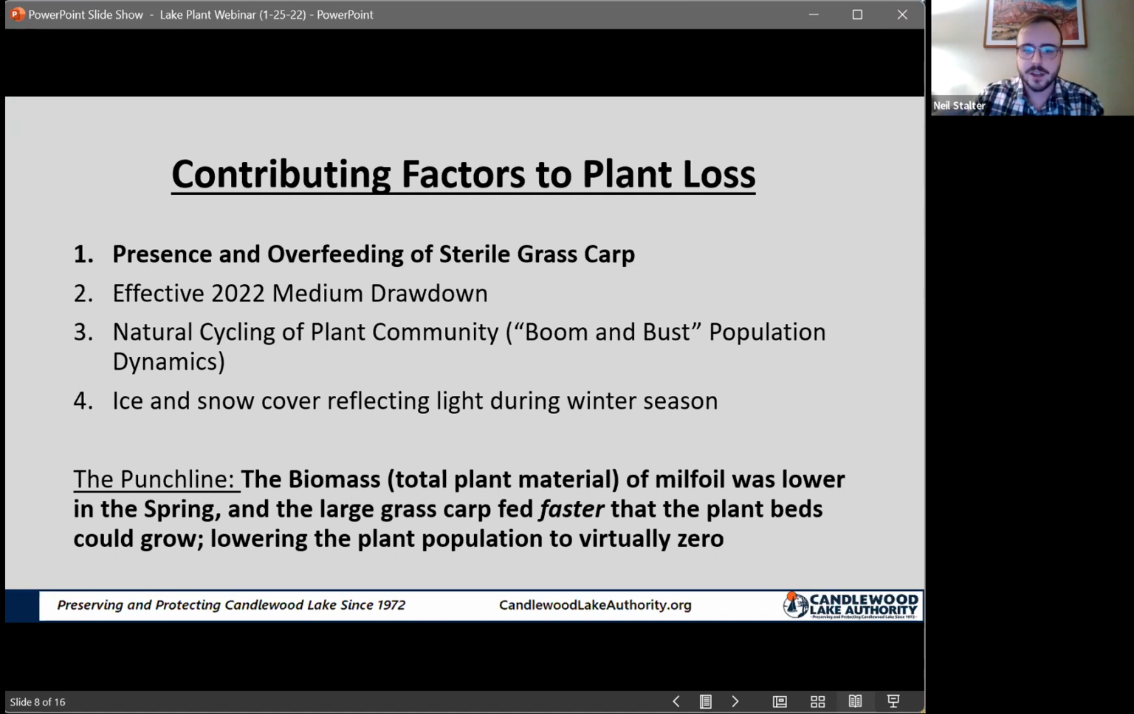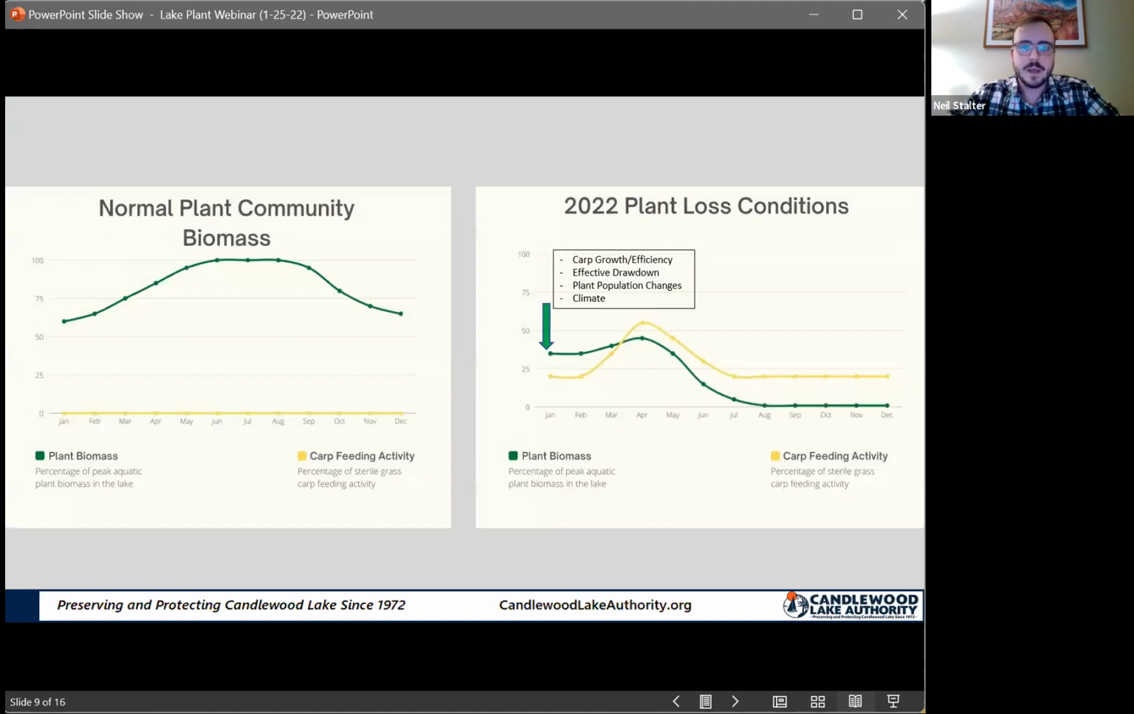And so to make that clear, I'll show you a graph about basically what I'm saying. So these are two graphs showing total amount of plant biomass. Remember, that's the volume of plant material as a percentage over time on the green line in the lake. And the yellow line is a percentage of carp feeding activity. I also just want to quickly say these are not exact percentages. These graphs are simply to express this phenomenon in graph form. So these are just to illustrate basically the theory, the hypothesis that we have at this point.